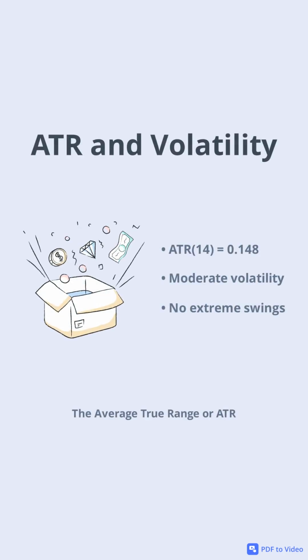The Average True Range, or ATR, measures volatility. For PLUG, the ATR 14 is 0.148, which indicates moderate volatility. This means that while there is some movement in the stock, it is not experiencing extreme price swings. Moderate volatility can be attractive to some traders who prefer less risk.